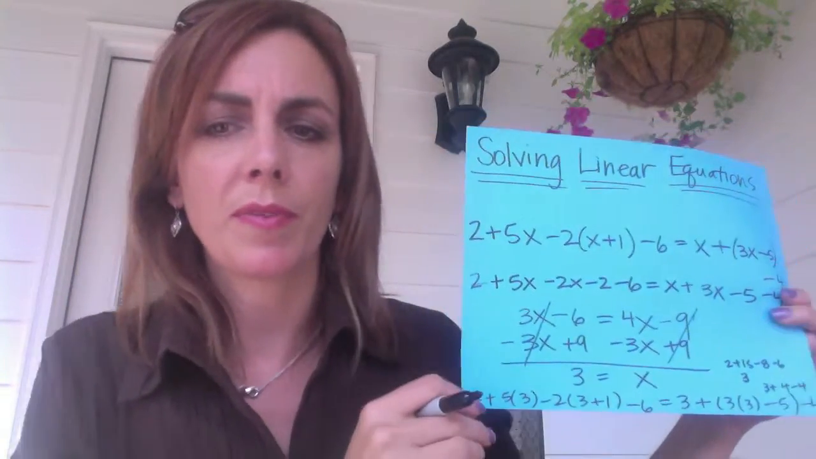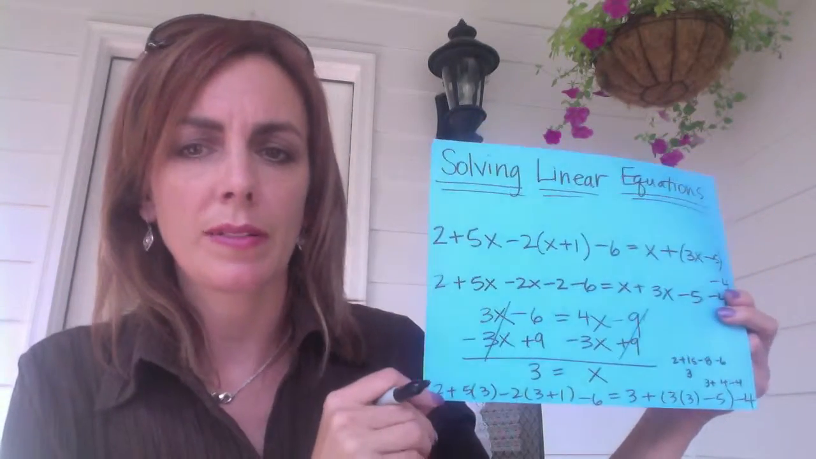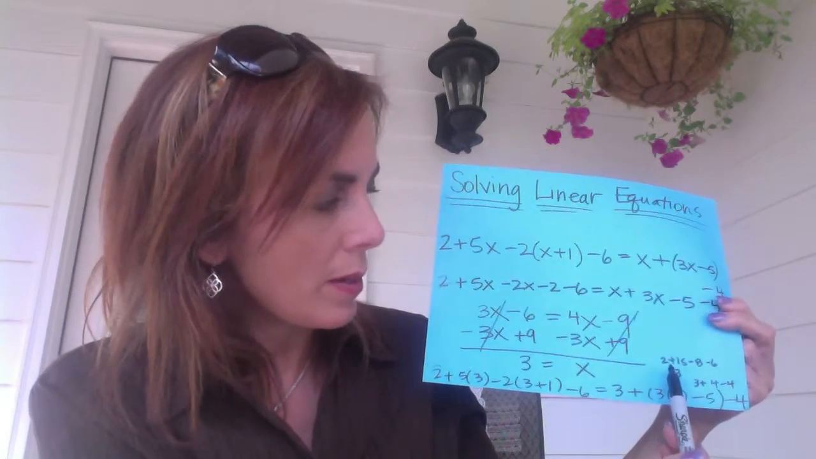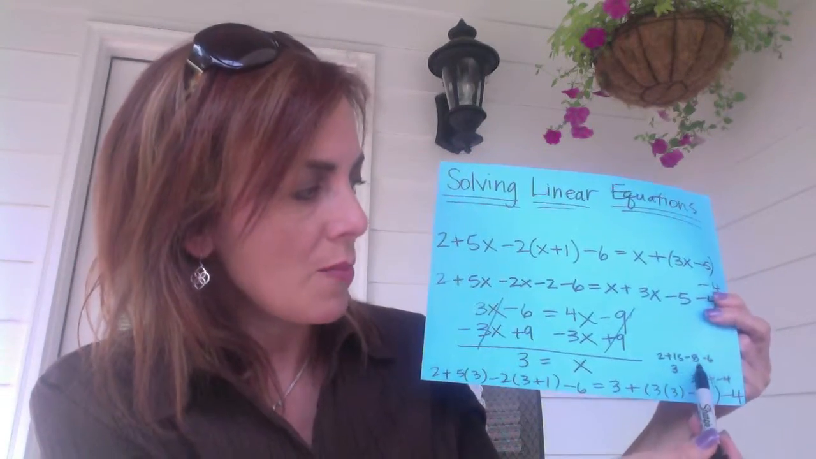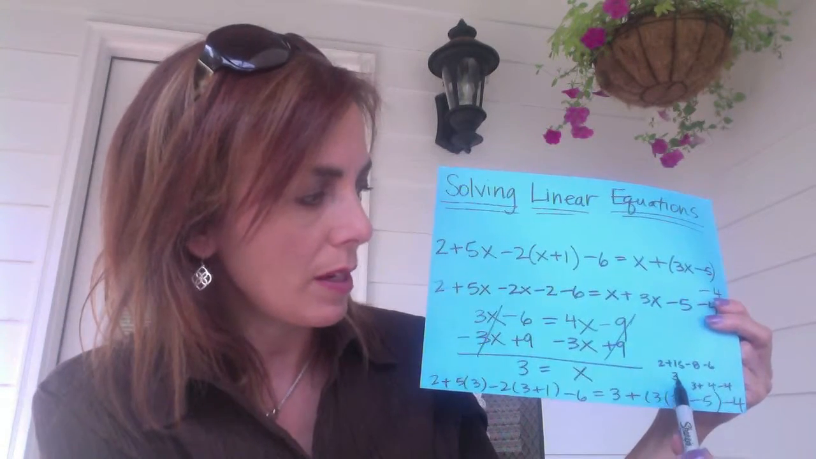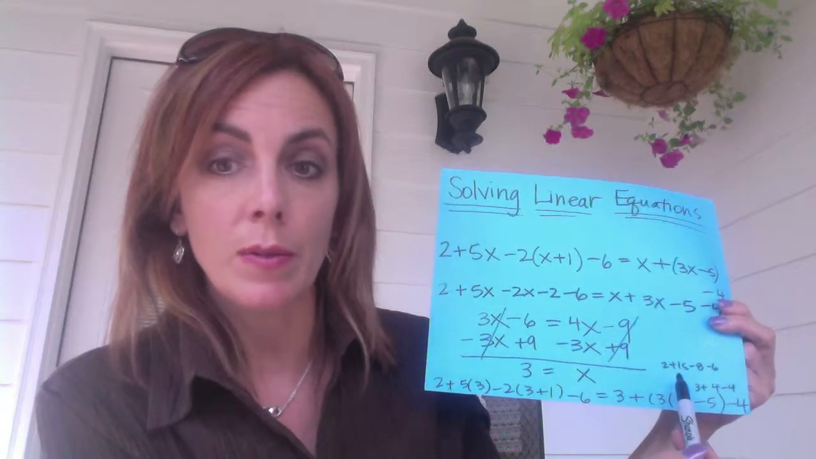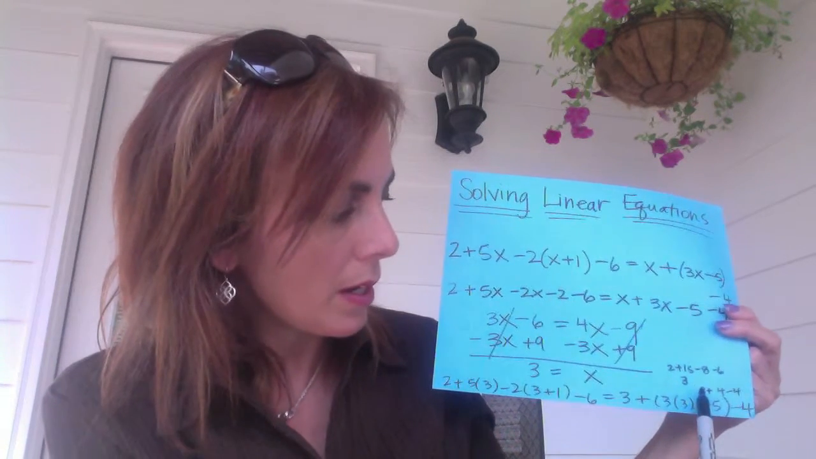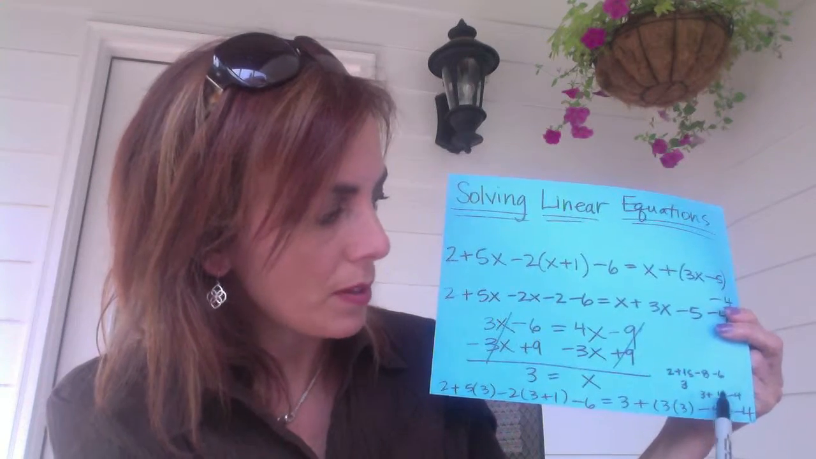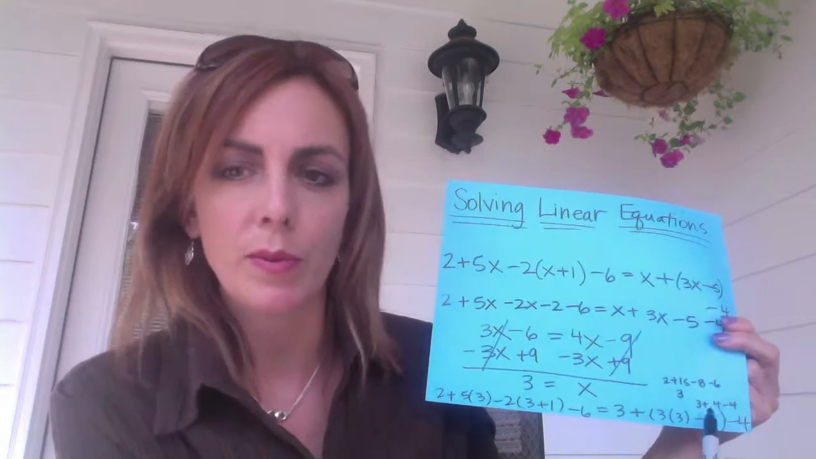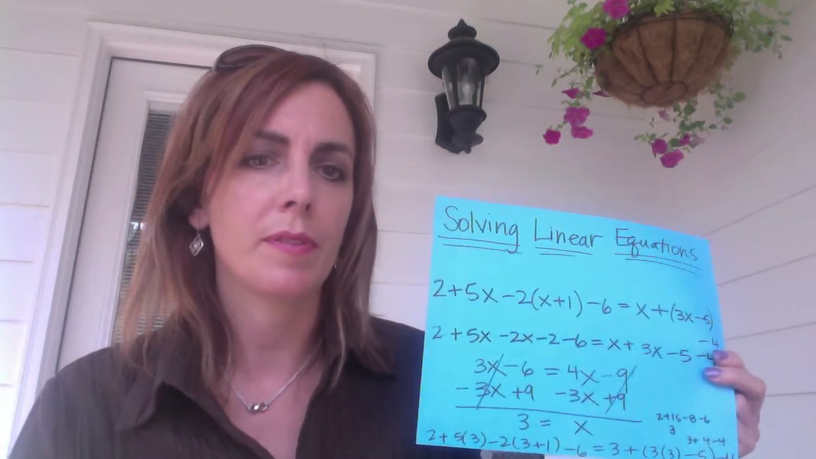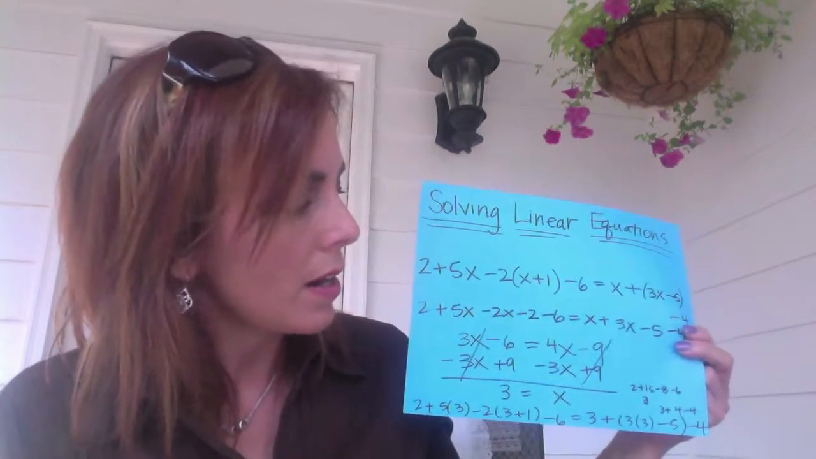Okay, so when we substitute all those 3's in, we end up with 2 plus 15 minus 8 minus 6, or 17 minus 14, which is 3, is equal to 3 plus 3 times 3, 9 minus 5 is 4. 3 plus 4 minus 4 is also 3. So we do end up with that true statement, which lets us know that we are absolutely correct with our solution.